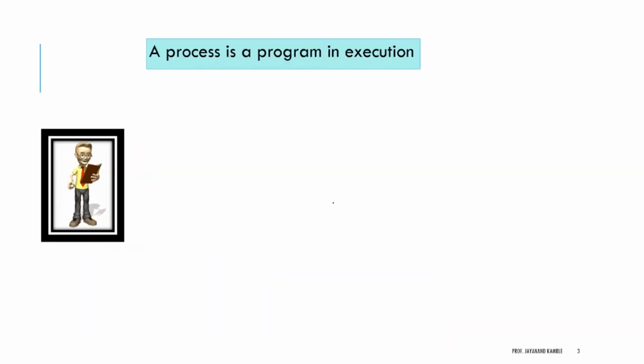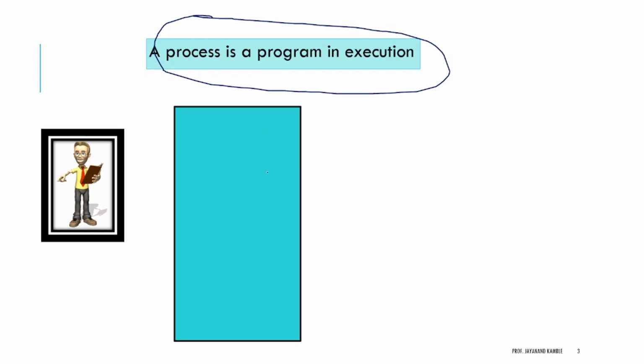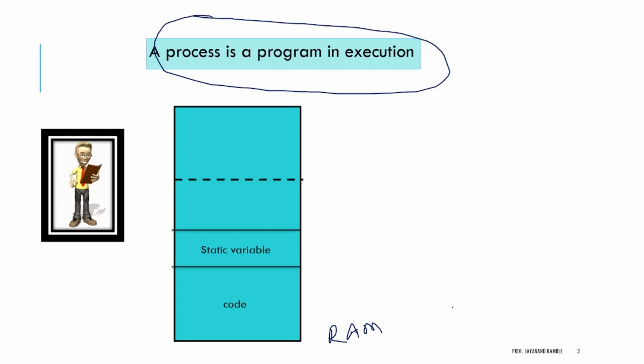A process is a program in execution. Here we know when we want to execute any program, it must be brought into the main memory. So that program is divided into different sections. One section contains code, another section contains the static variable, then we have stack and then heap memory.